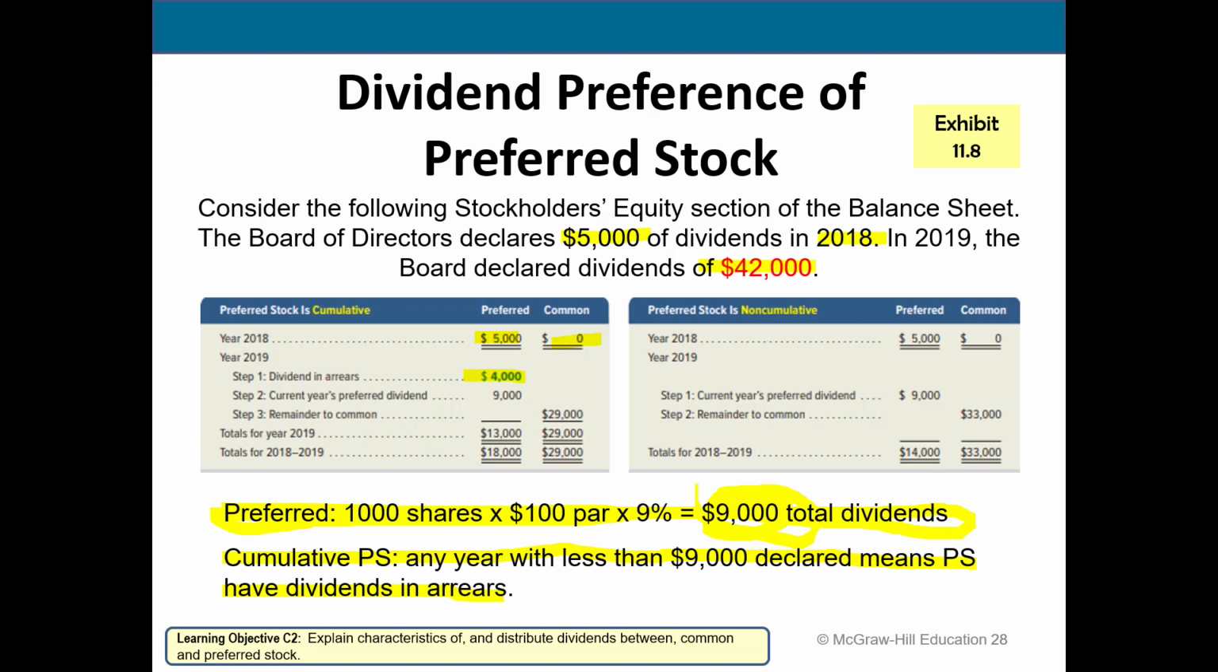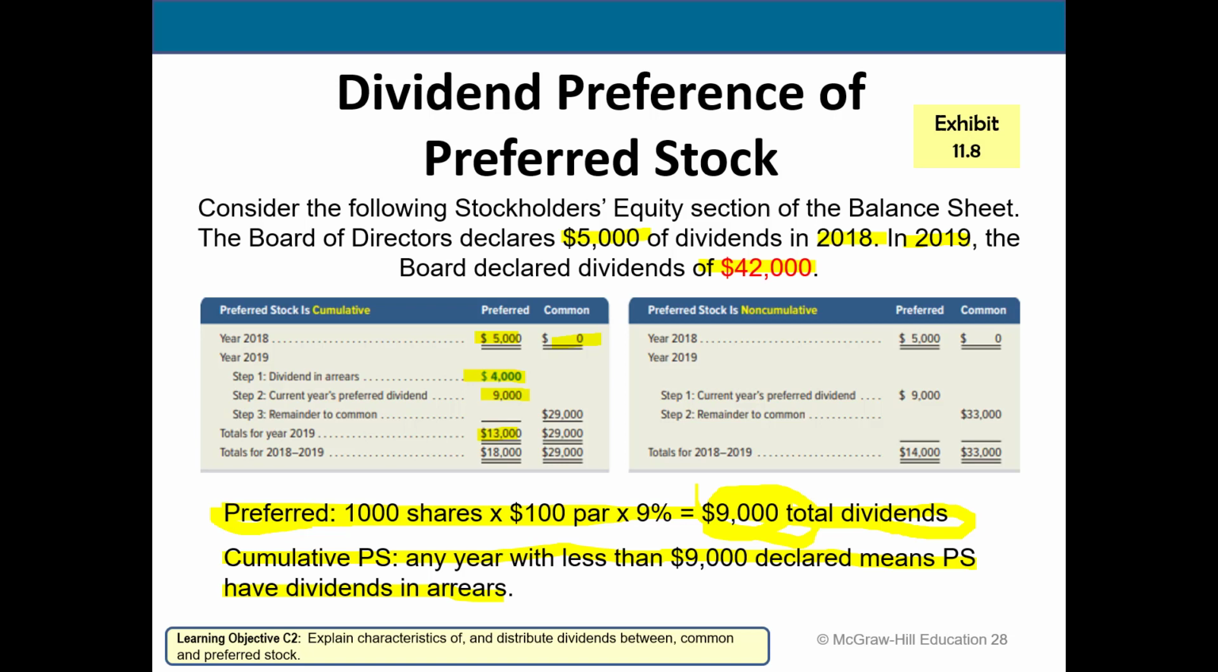In the next year, 2019, they declared a $42,000 dividend. So first, for 2019, you want to pay back preferred the amount in arrears plus give them their $9,000. So in the second year, preferred will get the 9 plus 4, which is 13.